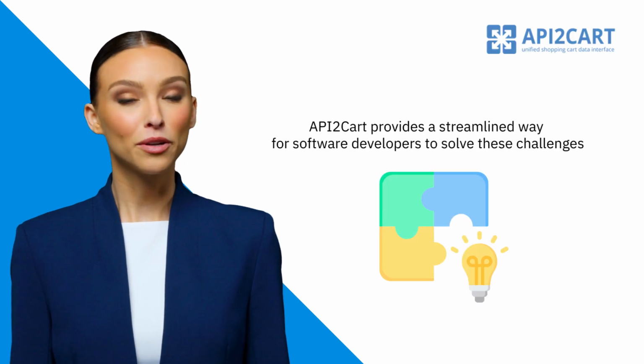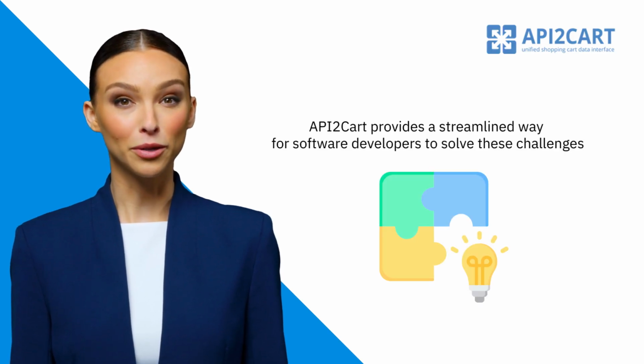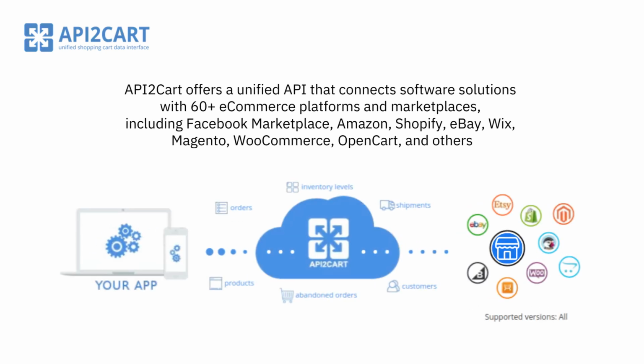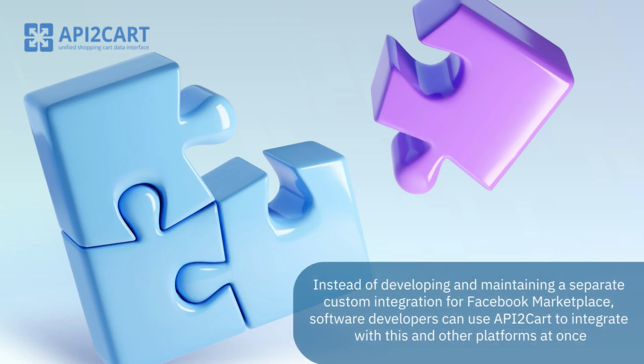API2Cart provides a streamlined way for software developers to solve these challenges. API2Cart offers a unified API that connects software solutions with 60+ e-commerce platforms and marketplaces, including Facebook Marketplace, Amazon, Shopify, eBay, Wix, Magento, WooCommerce, OpenCart, and others. Instead of developing and maintaining a separate custom integration for Facebook Marketplace, software developers can use API2Cart to integrate with this and other platforms at once.